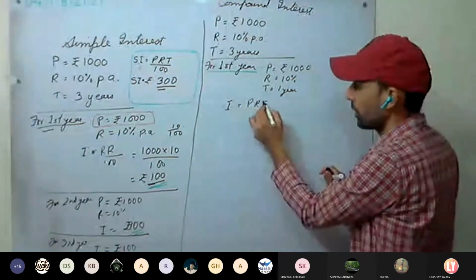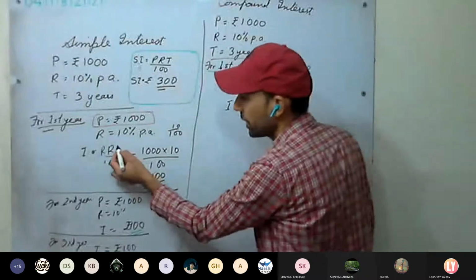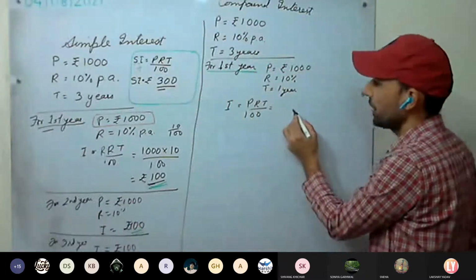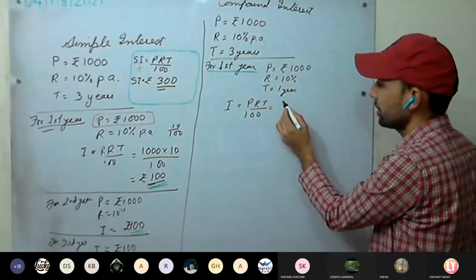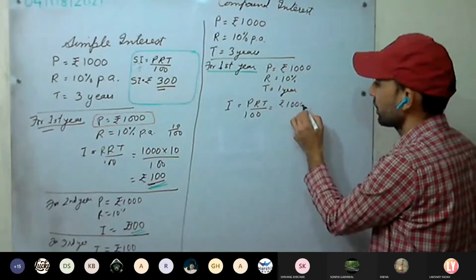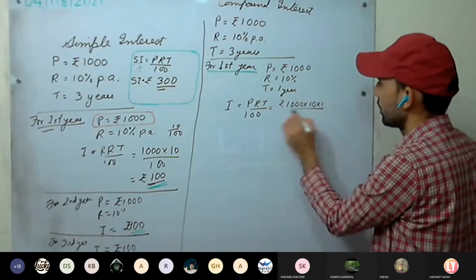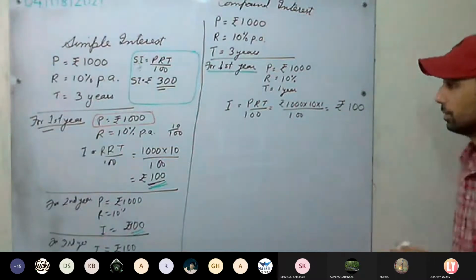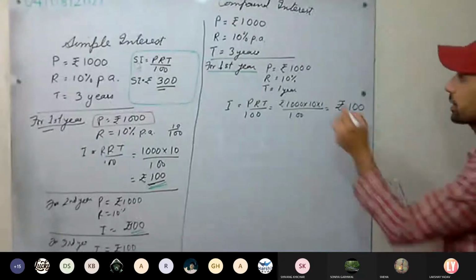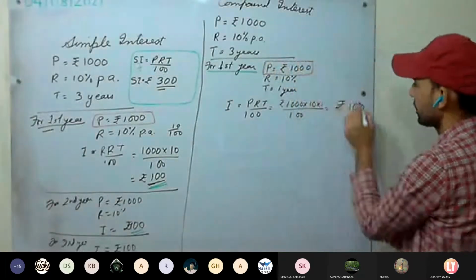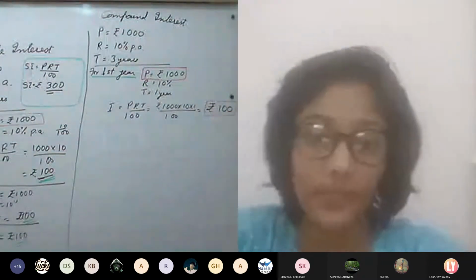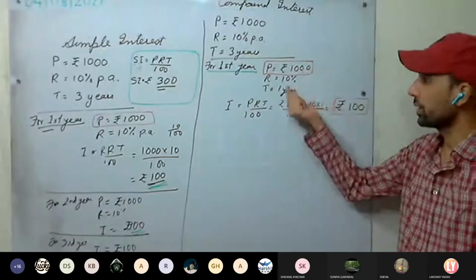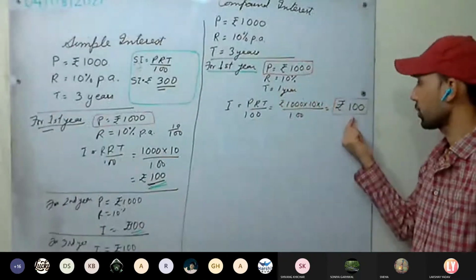PRT upon 100. You can also use T. T you will put here 1. Similarly, T equal to 1 year. How much will it be for the first year? Calculate, everyone. Calculate and tell me as well. So for the first year, this is the principal and interest is this one. This is clear? For the first year, principal is rupees 1,000, time is 1 year, rate 10%. Interest comes out to be 100.